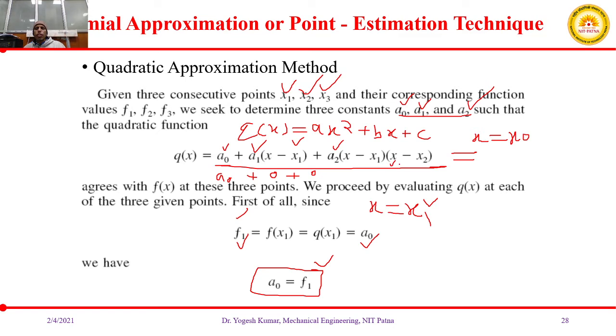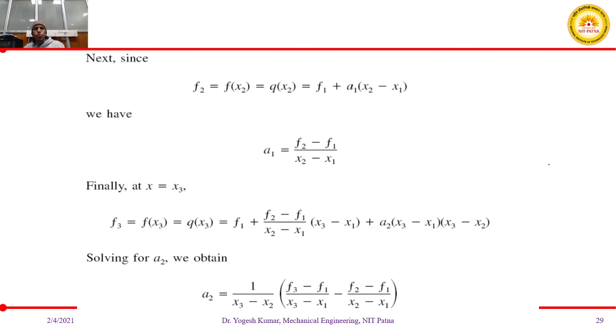So what will be the value of this function? This will remain a0. A0, we know, is f1, plus a1 multiplied by x2 minus x1, plus this term again x2 minus x1 into x2 minus x2, so this term will be 0. So the value of f2 will be equal to f1 plus a1 times x2 minus x1.